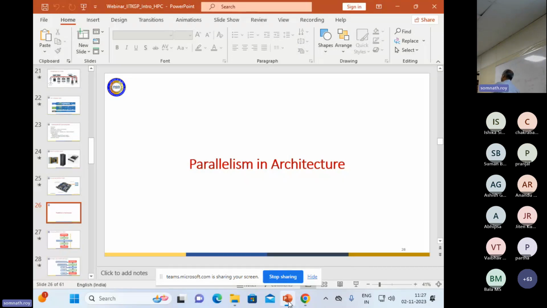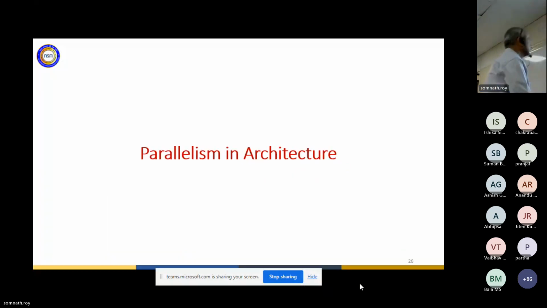The screen is shared. Just check on the mobile. Everybody.